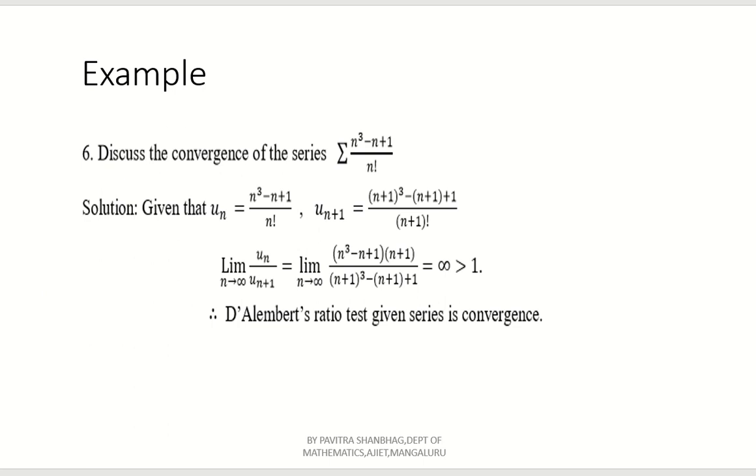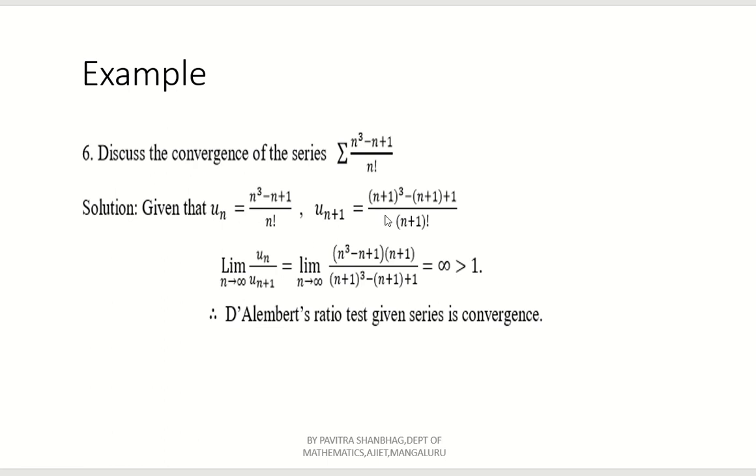Next, let us move to the next problem. Discuss the convergence of the series summation n cube minus n plus 1 divided by n factorial. Now first identify the nth term of the series: un equal to n cube minus n plus 1 divided by n factorial. Now what is the n plus 1th term of the series? Wherever n, just replace n plus 1. So what we will get? n plus 1 whole cube minus of n plus 1 plus 1 divided by n plus 1 factorial, right?